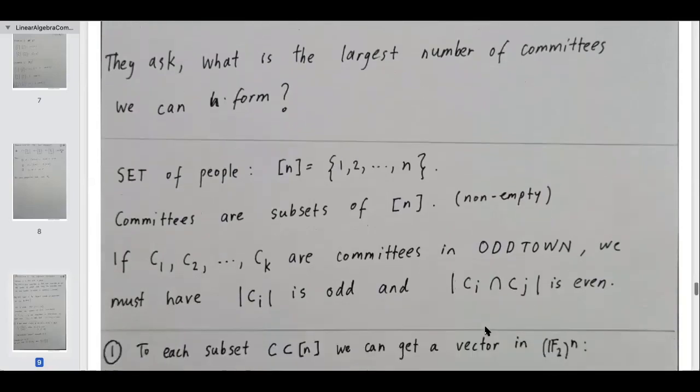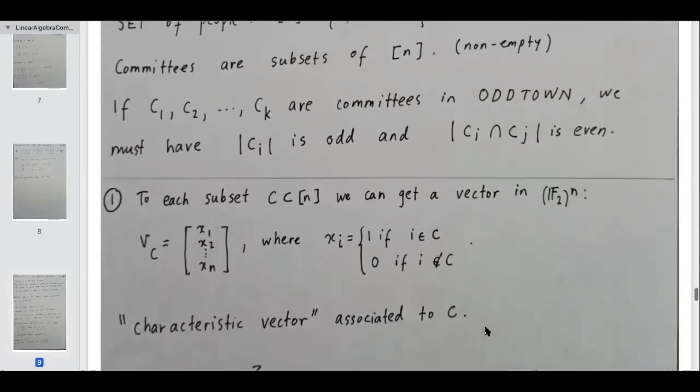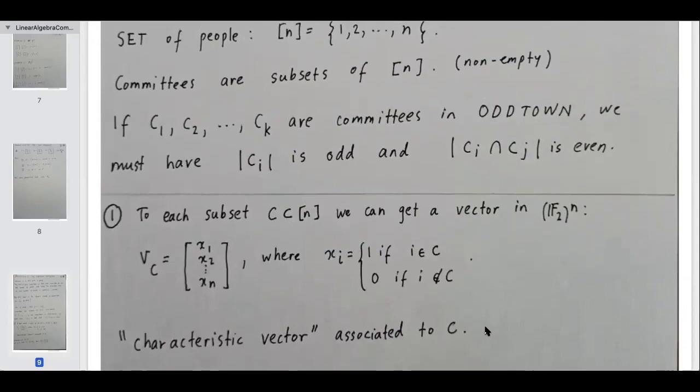Okay, so the first step is to define a characteristic vector associated to a subset. To each subset C of 1 to n, we can get a vector in F2 to the n, or R to the n. Depending on the scenario, it will be useful sometimes to think of it as a vector in F2 to the n and sometimes as a vector in R to the n, as you will see in the following examples.